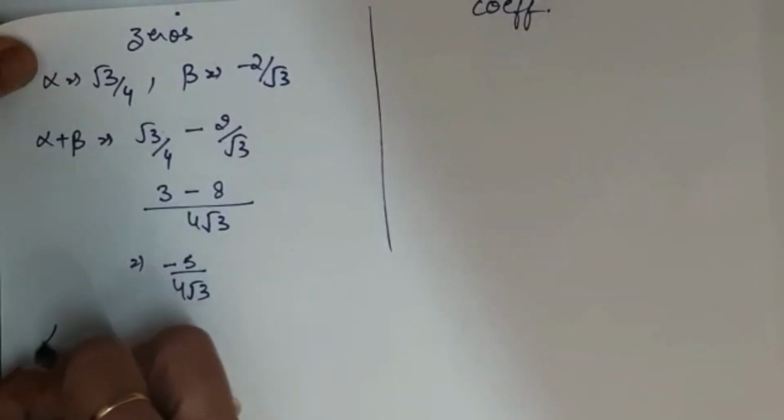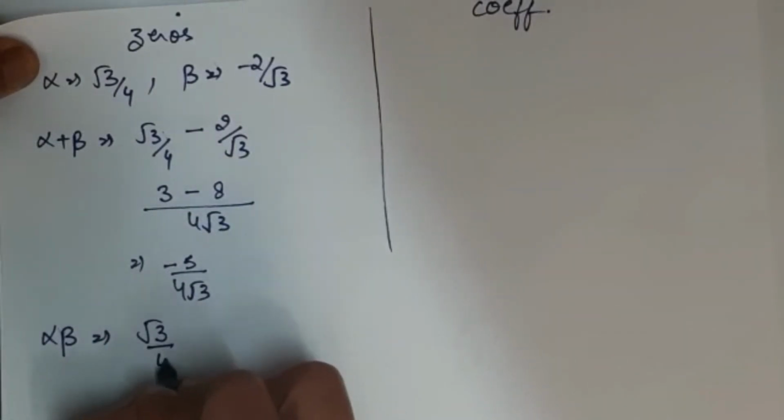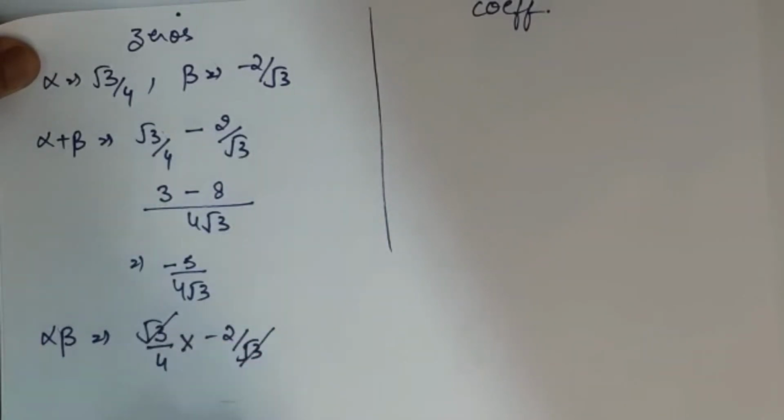Now second, the product of the zeros. Product of the zeros means √3 by 4 multiplied by −2 upon √3. Here √3 cancels out.